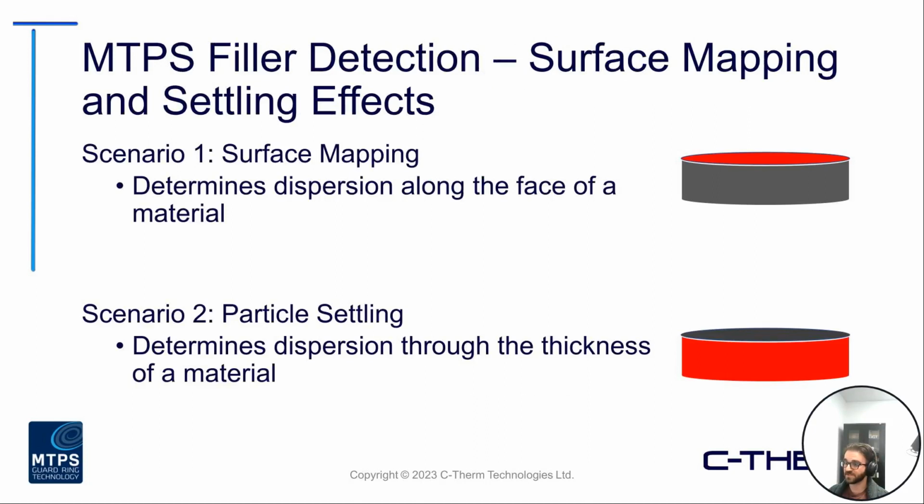So we're going to look at two different scenarios here. The first is surface thermal mapping, assessing that dispersion along the face of a sample. And then we'll look at a second example where we're looking at particle settling, as particles may be settling or sedimenting towards the bottom of the sample as it's curing.